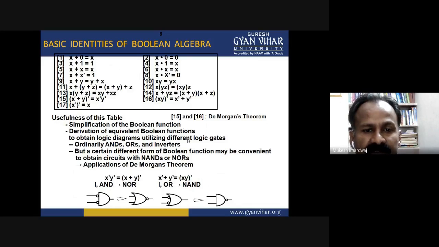Usefulness of this table: simplification of Boolean function, derivation of equivalent Boolean function to obtain logic diagrams utilizing different logic gates, ordinarily ANDs, ORs, and inverters, but a certain different form of Boolean functions to obtain circuits with NANDs and NORs, application of De Morgan's theorem.